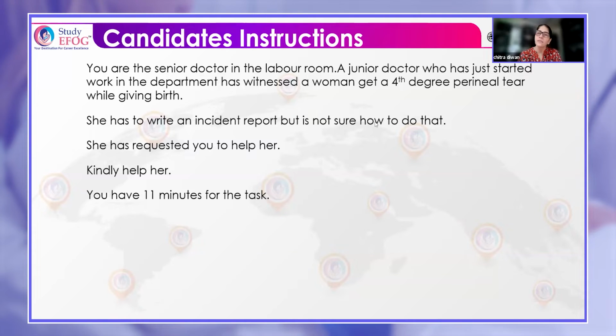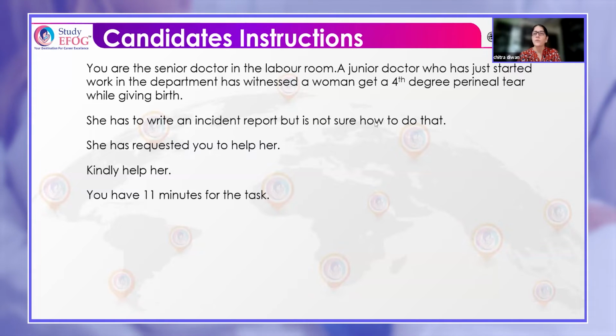And then after the incident happened, what happened? So the midwife realized that there is a fourth degree perineal tear. So she called one of the senior obstetricians to help her out. That is the end of the incident that has happened. Next, what you can do is you have to write your name, the time when you are making the incident report, and you have to sign.